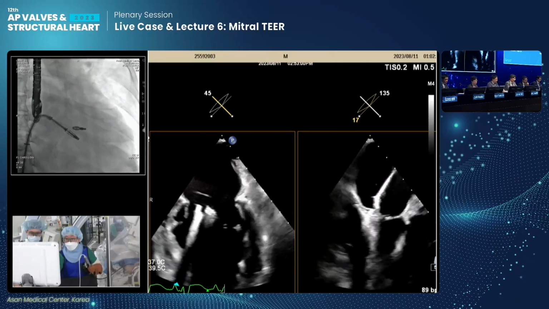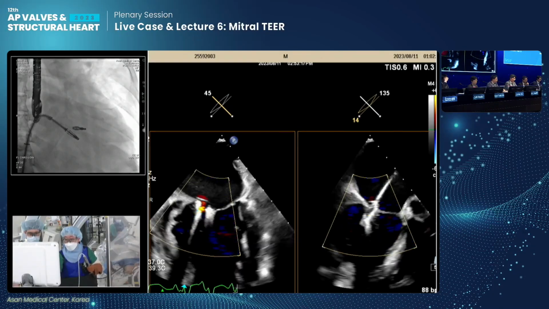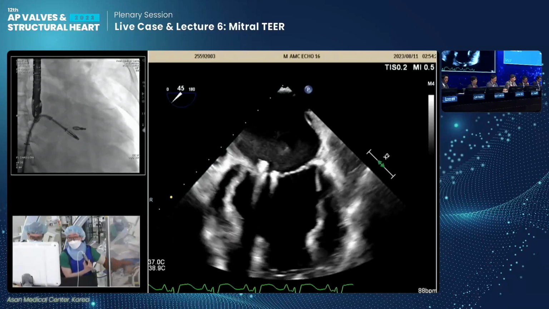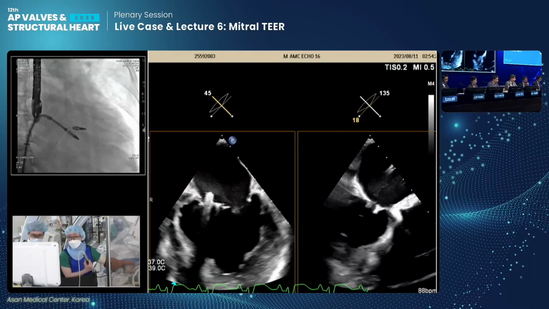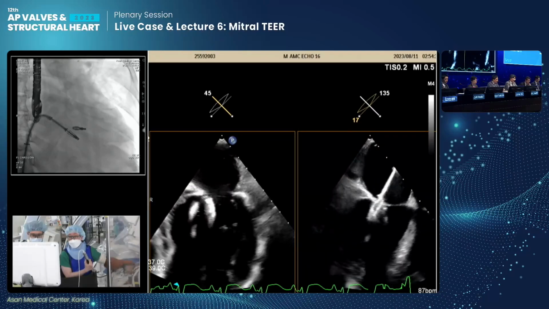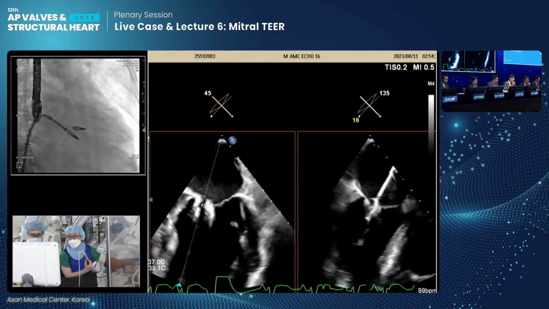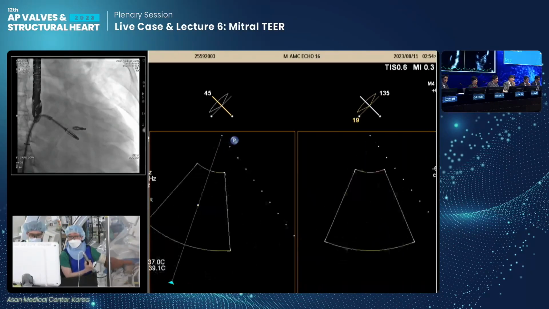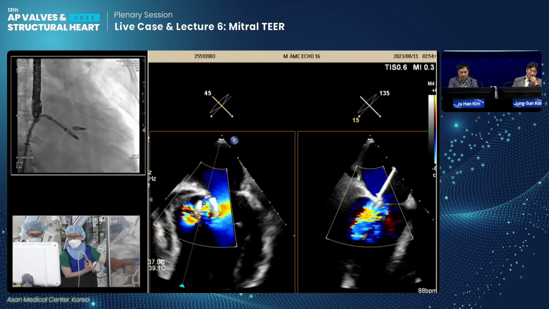Okay, the clipper is down. After then, like this. Now we are here. You mean the more medial part? Yes, the medial part. As Dr. Kubo pointed out, there is some indentation and some increase in the MR. So we cut that portion. How about the degree of MR now? Color, please. Looks good. Trivial. Looks better now.